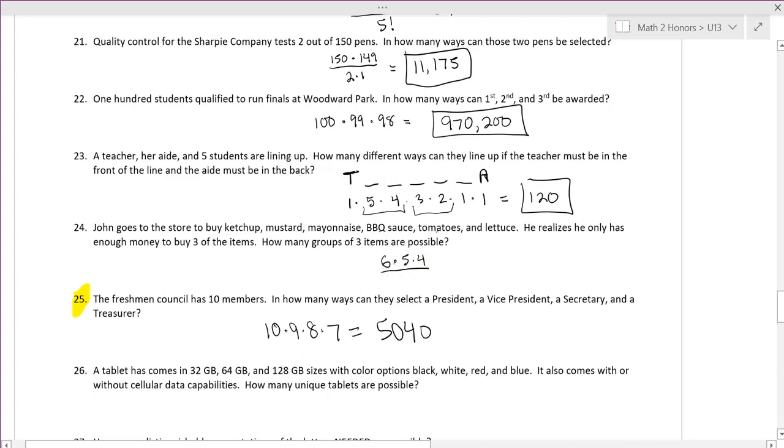Like if he got maybe ketchup, mustard, and mayonnaise, say those were his 3, it doesn't matter if he picked the mustard first or the ketchup first or the mayonnaise first. It just matters that he got those 3. That's what makes the group. So I divide by 3 factorial. And when you work that out on number 24, you end up with 20 different ways, or groups of 3.